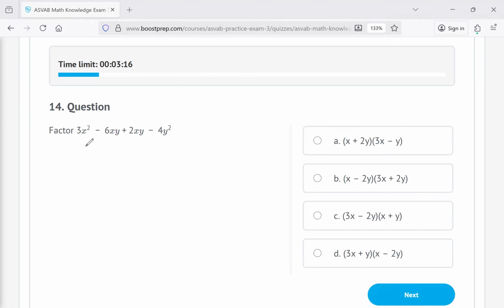Okay. Factor. So what we're going to do is figure out your factoring method. So we have 3x squared minus 6xy plus 2xy minus 4y squared. So I noticed more specifically, this has 4 terms, right? So when you have 4 terms, you can use the technique called grouping by factoring.